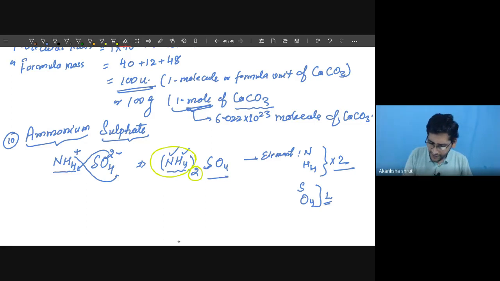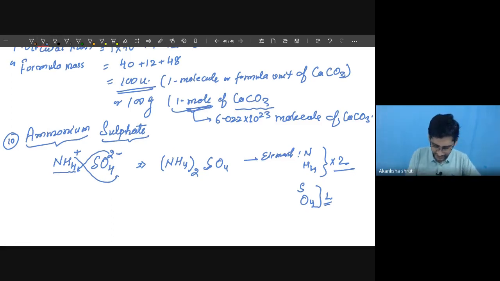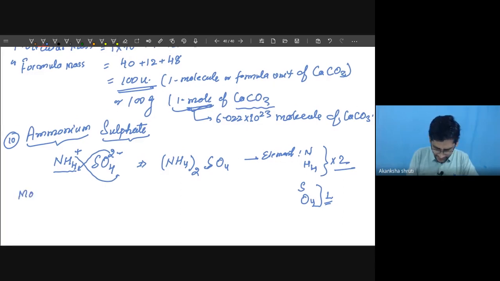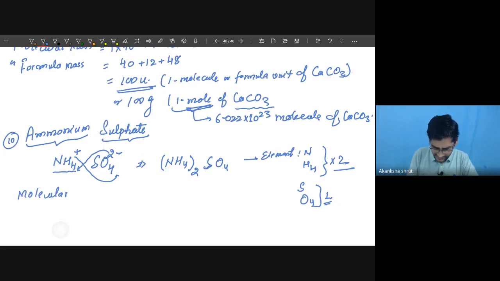Therefore, for writing the formula, this bracket is very important, and after the bracket, whatever the number, that is also important. Therefore, molecular mass is obtained by considering each element one by one. Start with nitrogen. For nitrogen, count the number. Nitrogen is how many times here? Student, can you tell me? From this unit you are getting 1 nitrogen, but this entire one is present 2 times.